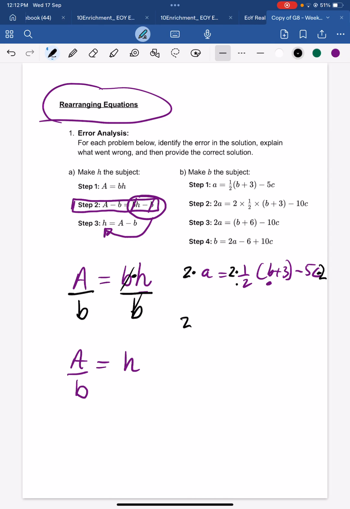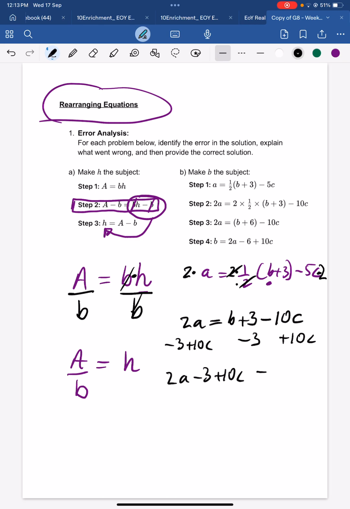So that means I've got 2A here. The 2 times a half cancels out. That's a B plus 3. And that 5 times 2 times C is 10C. That looks good. And then I'm going to keep simplifying it. I'm going to subtract 3, right? And I'm going to add 10C. But I have to subtract 3 and add 10C to both sides. So 2A minus 3 plus 10C. And on this side I've got B. So there we go. That looks pretty good.